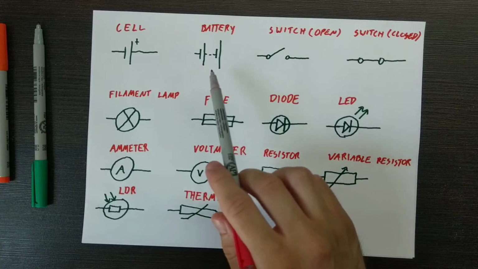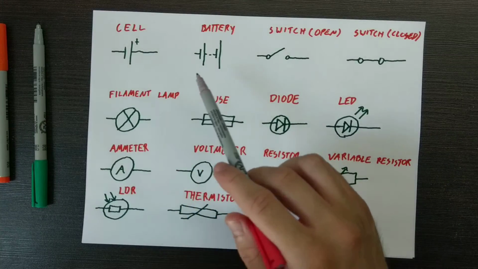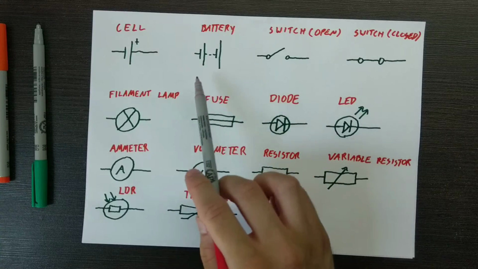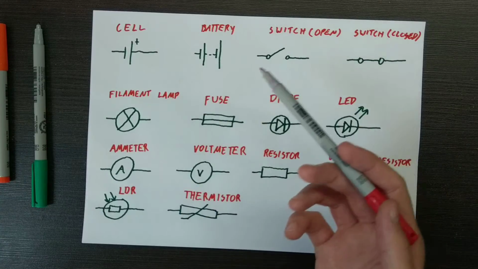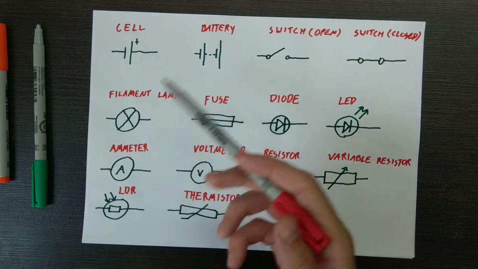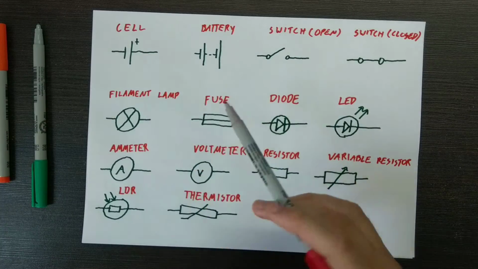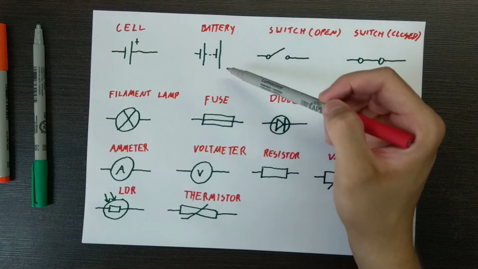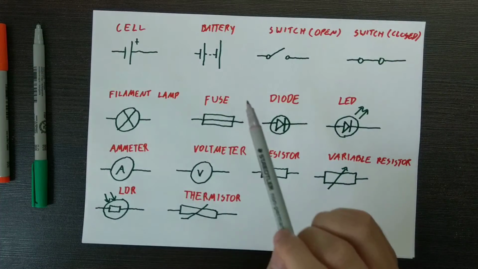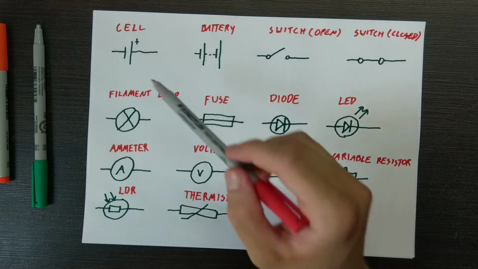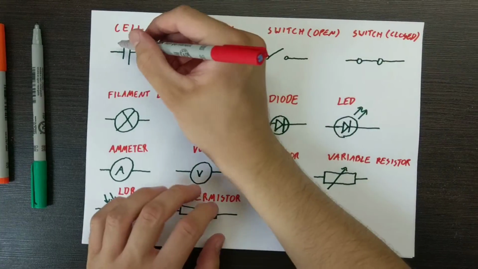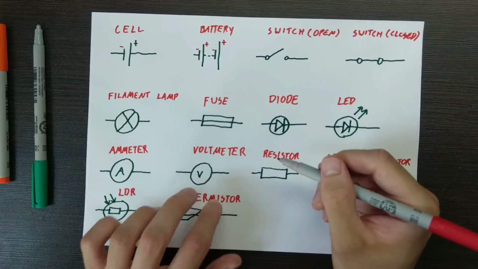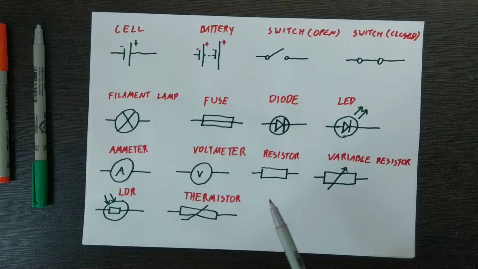So going with that, a battery is a group of cells that work together to provide enough power for whatever it needs to do. So a battery is basically a group of cells. Now note that the wider bar represents the positive side of the cell or the battery, whereas the thinner bar represents the negative side. I will label it. There you go. So that's important to remember.